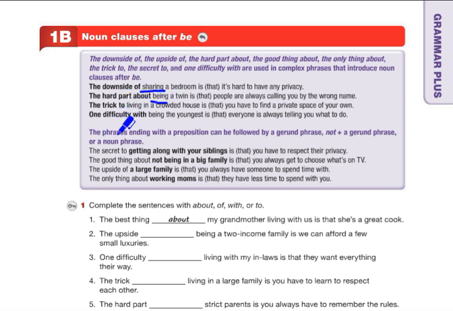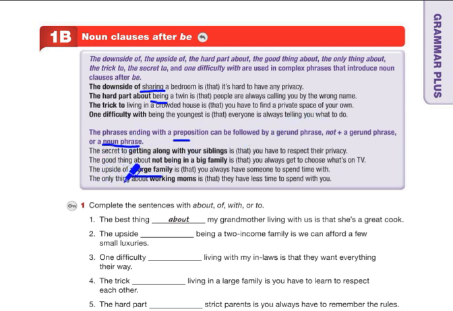And consequently, we have the phrases ending with a preposition, and as well, they can end with a noun phrase. So instead of having a gerund form, we will have a noun phrase. So the secret to getting along with your siblings. The secret to, this is my preposition, this is a gerund. The good thing about not being, a plus gerund form, so basically it's the negative form. And then we have the upside of a large family. So this is a noun phrase, guys. We have a noun phrase.